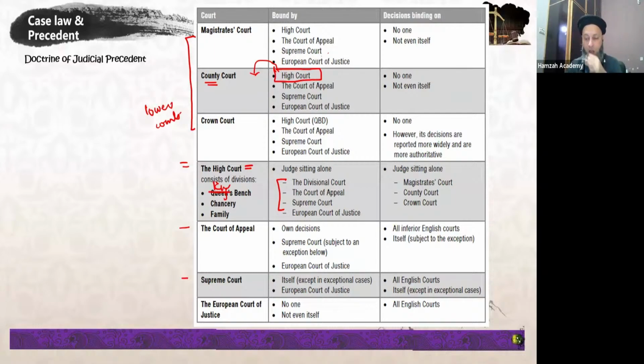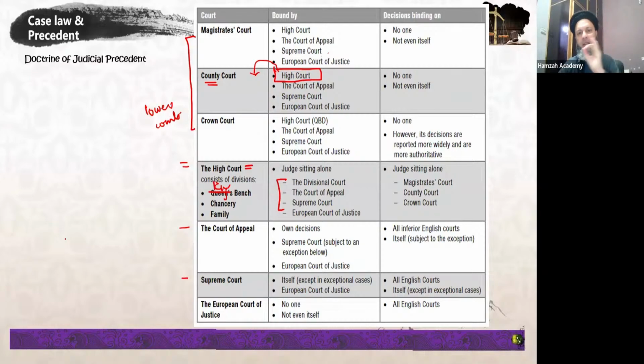Now, the two distinctions: binding precedent. Just a minute, please. I'm on babysitting duty today for my daughter. Okay.